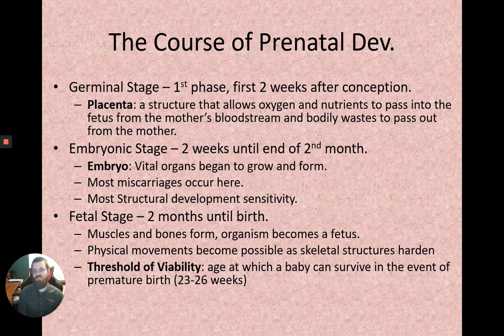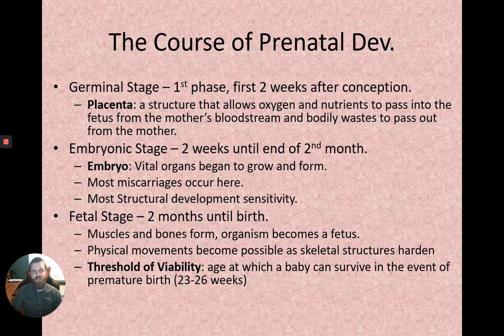Now, because this is 2020 and we live in an age of heightened technology, there is something called the threshold of viability, also known as the age of viability, which is how young a child could be born premature and still survive in the event of that premature birth.